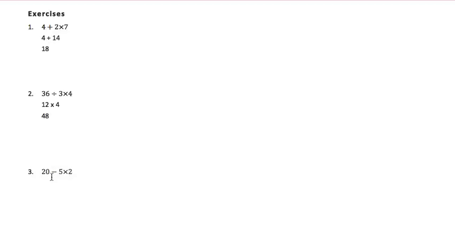Then in number 3, we have subtraction and multiplication. Multiplication comes first. So we'll do 5 times 2, which is 10, and 20 minus 10 is 10.